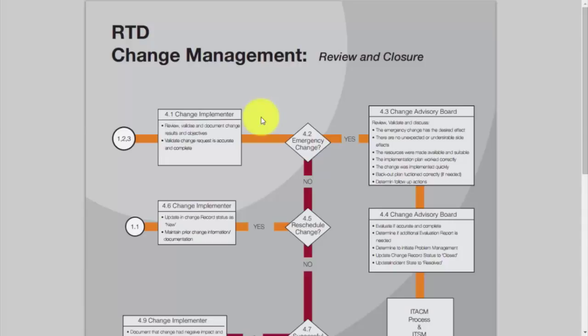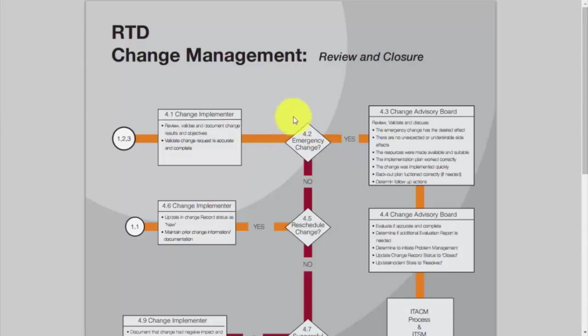So if we've found ourselves at the review and closure process, then that means that the change was not only approved, but it was implemented successfully. So at this point, the change implementer is responsible for reviewing, validating, and documenting the change results and objectives, and also validating that the change request is accurate and it was complete.